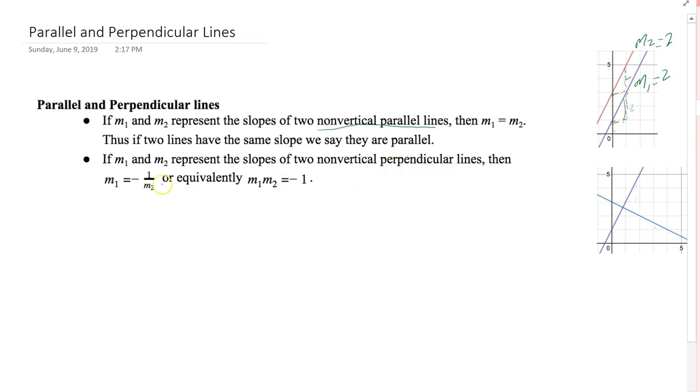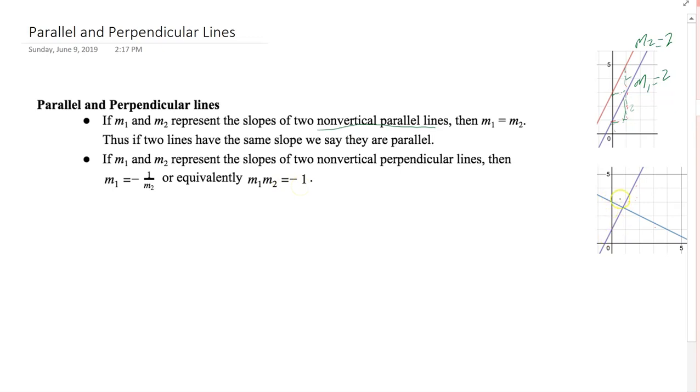Now let us look at non-vertical perpendicular lines. For non-vertical perpendicular lines, the slopes are negative reciprocals of each other. So we say m sub 1 is equal to negative 1 over m sub 2, or m sub 2 is equal to negative 1 over m sub 1. Or equivalently, m sub 1 times m sub 2 is equal to negative 1.